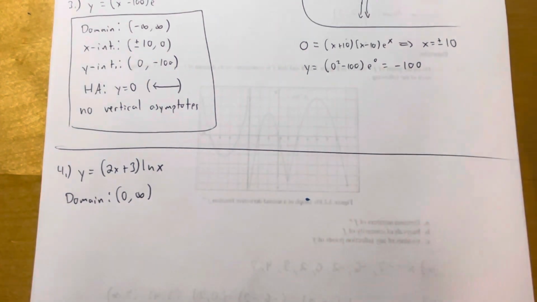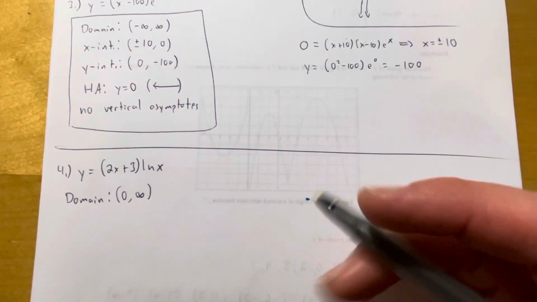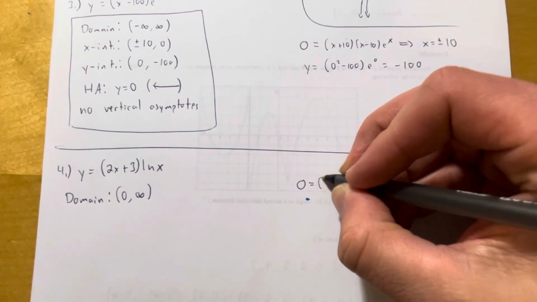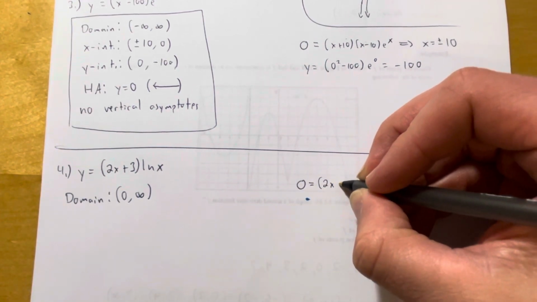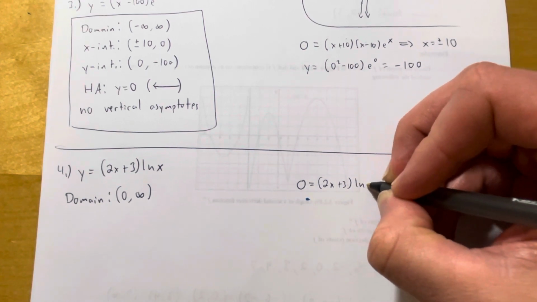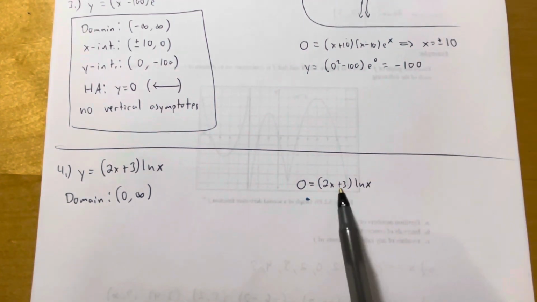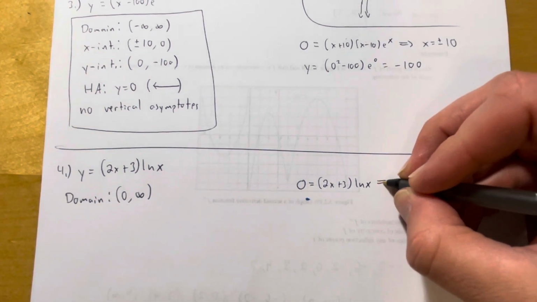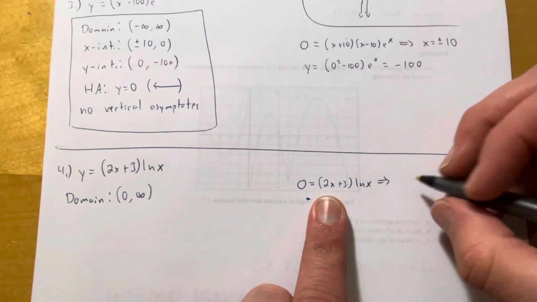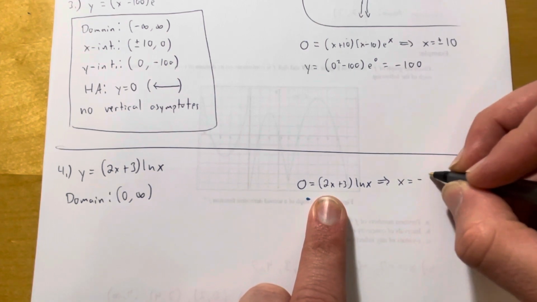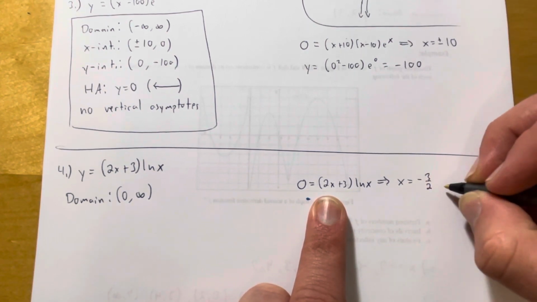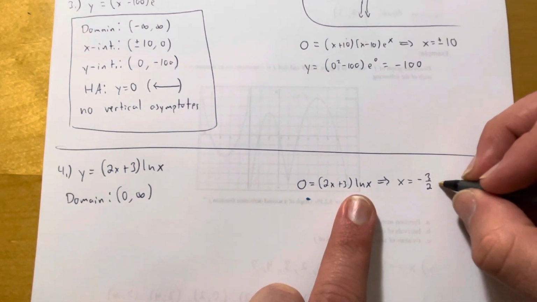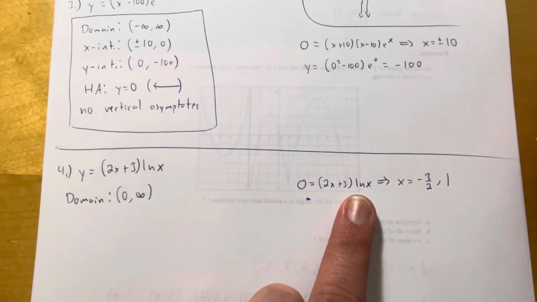What about x and y-intercepts? Let's look at those next. So for finding an x-intercept, I would be setting y equal to 0, 2x plus 3 times the natural log of x. And that means either 2x plus 3 is equal to 0 or the natural log of x is equal to 0. If I set 2x plus 3 equal to 0 and solve, I get x equals negative 3/2. And if I set natural log of x equal to 0, we know that the natural log of x is equal to 0 when x is equal to 1.